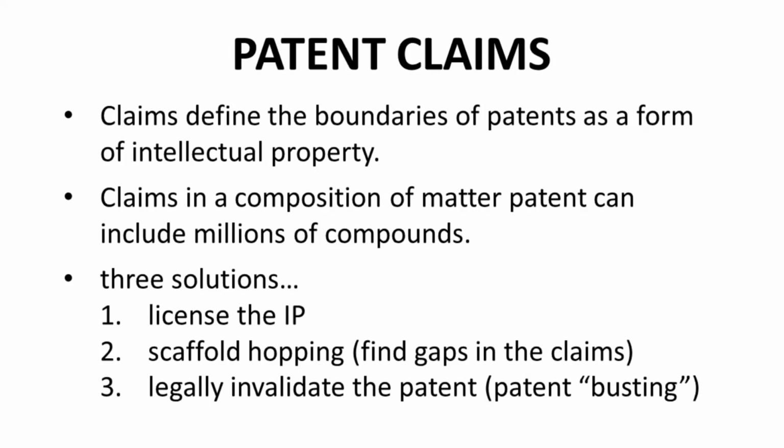A composition of matter patent will include within its claims many compounds, potentially millions. The patent language indicates which compounds are more relevant to the invention, but coverage in the claims can indeed be broad. What if you want to perform research on a compound covered by someone else's patent claims? This is a common problem. There are at least 3 common solutions.